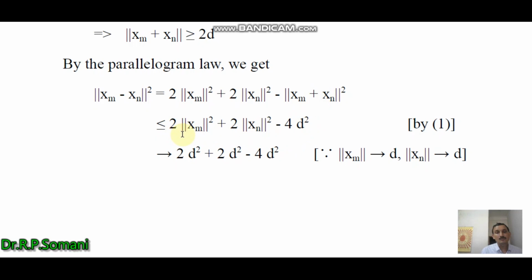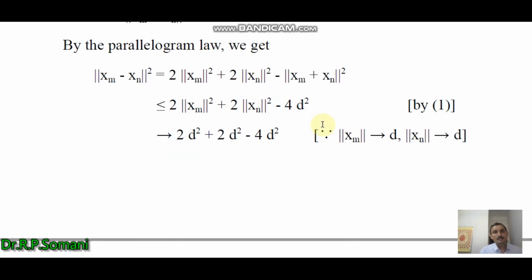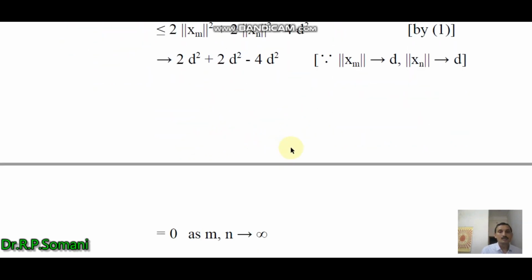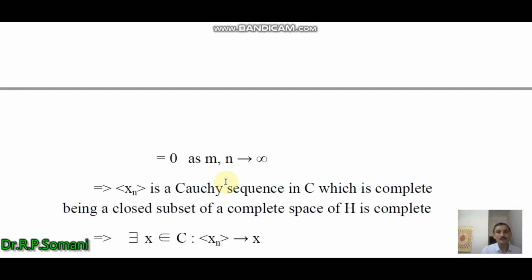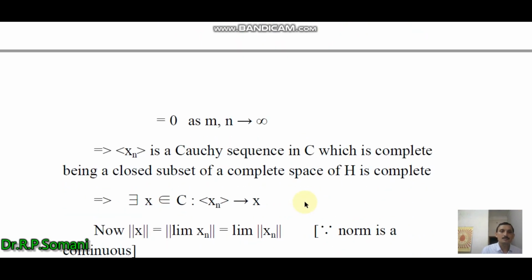So this is less than or equal to 2 norm xm squared plus 2 norm xn squared minus 4D squared, and as norm xm and norm xn tend to D as m, n tends to infinity, this becomes 2D squared plus 2D squared minus 4D squared. Therefore, this tends to 0 as m, n tends to infinity. Hence xn is a Cauchy sequence in C, and as C is complete, being a closed subset of the complete space H.